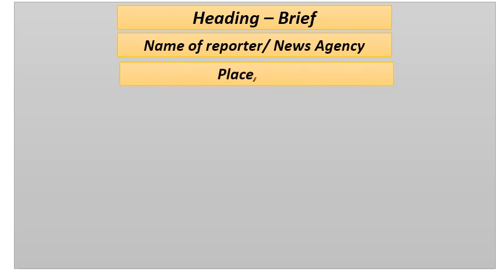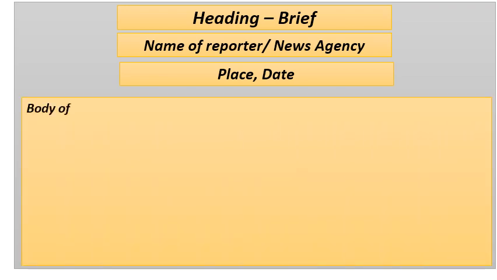Just below it, you have to mention the place and dateline. What is this place and dateline? It is where and when the report was written, the place and the date of the report. Fine. Means where and when the incident took place. Clear? Now, after completing this part, you have to leave one line.